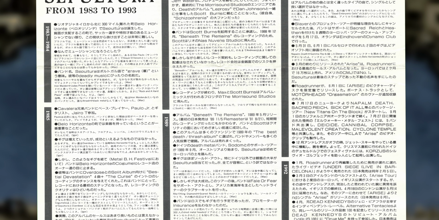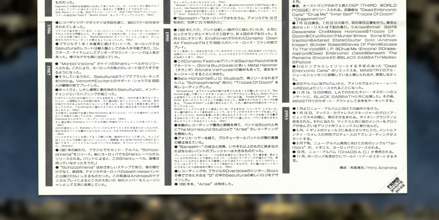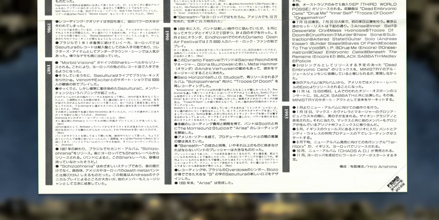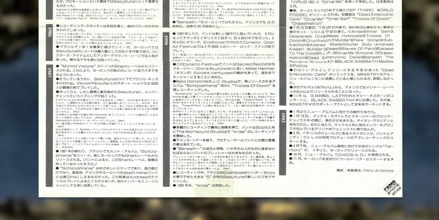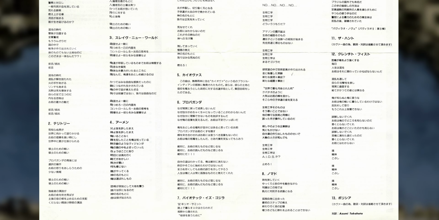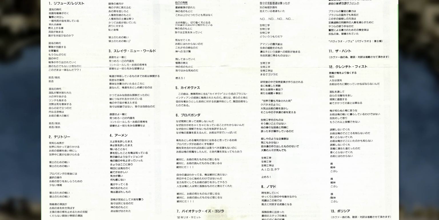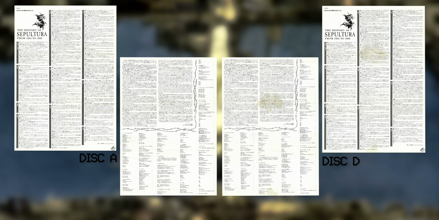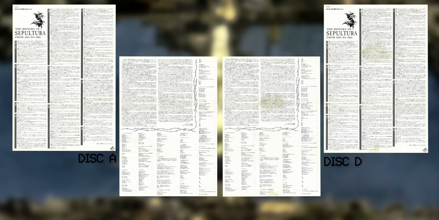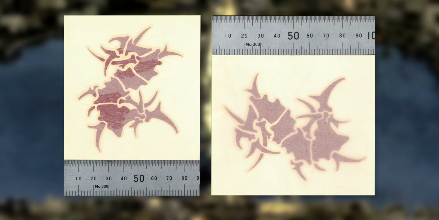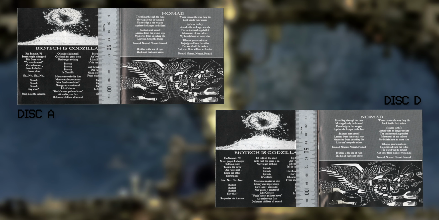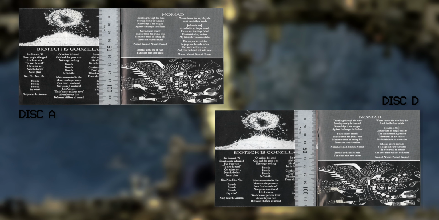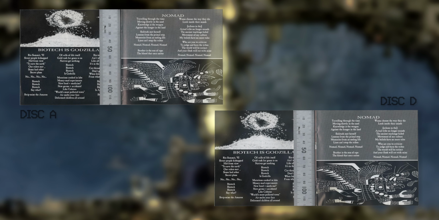Because this is the Japanese version, it comes with a Japanese 6-panel fold-out. Disc A's close-up of the front, Disc D's close-up of the front, Disc A's back close-up, Disc D's back close-up. And here are the side-by-sides of the two. Here are some measurements of the sticker and of the booklet. There is a slight variation of the spacing of the staples when comparing the two examples here.